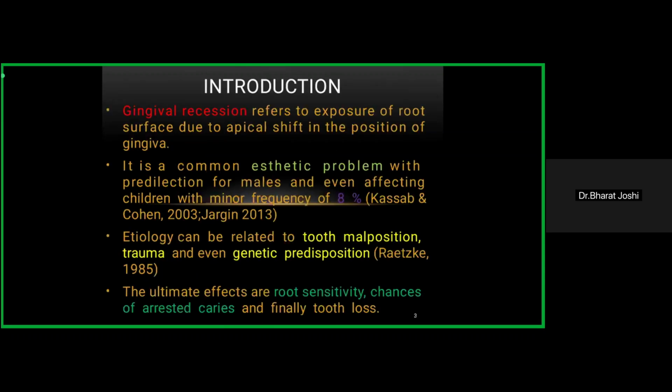Basically, recession refers to exposure of root surface due to apical shift in the position of the gingiva. It is a problem and even has an incidence of almost 8% in children also. We can relate the etiology to tooth position, trauma, and genetic predisposition. And the ultimate effects are basically root sensitivity, chances of arrested caries, and finally tooth loss.